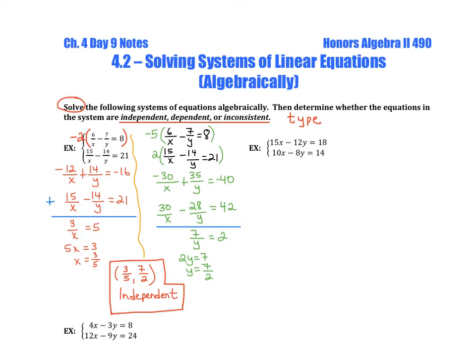They cancel each other out. 35 minus 28 gives me 7, so 7 divided by y. Negative 40 plus 42 gives me 2. I cross multiply. I get 2y is equal to 7. So y is equal to 7/2. And indeed, then I write my final answer as an ordered pair. We always write our final answers as ordered pairs to a system of equations.